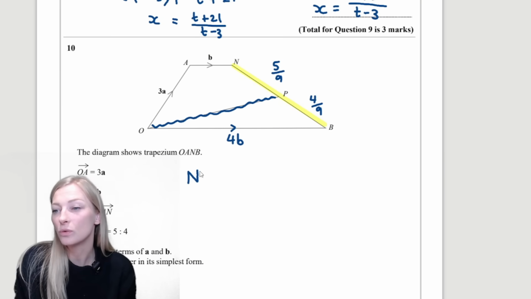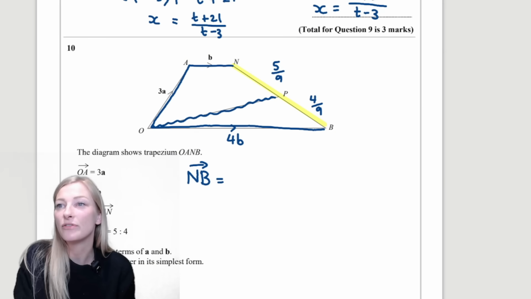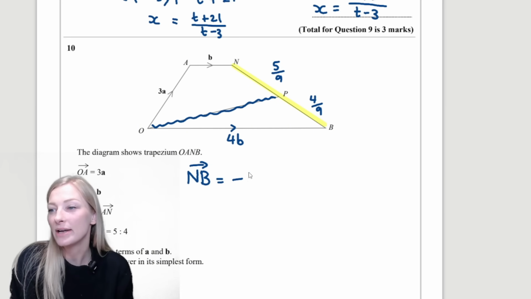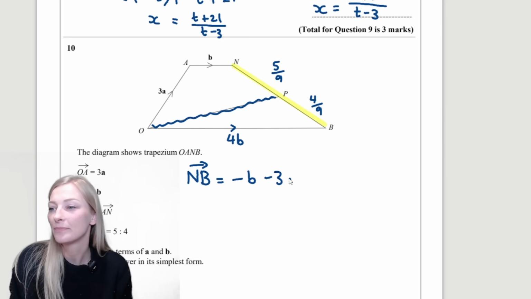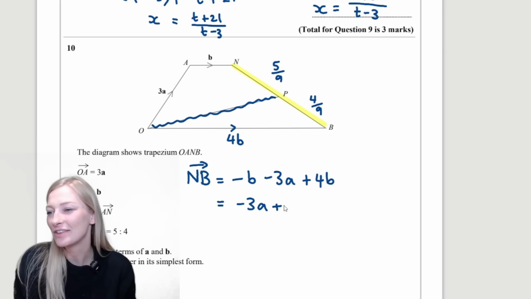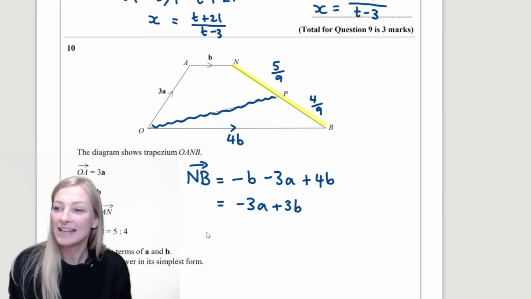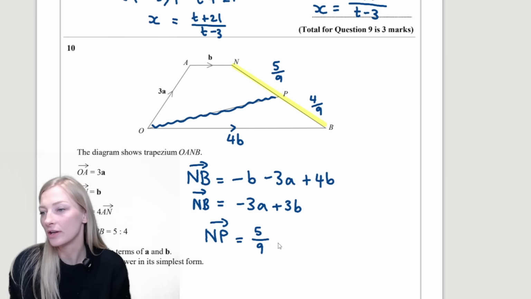And we can get that by going all the way round. So N to B, I'm going to go back here, down here, and along here. Now remember, if you're going with an arrow, you're adding it. If you're going against an arrow, you're taking it away. So I've got minus B going on this bit, and then minus 3A, and then add 4B, which overall, minus 3A, add 3B. Great, so that's N to B. Now N to P, we said, is just 5/9 of that. So 5/9 of minus 3A, add 3B.